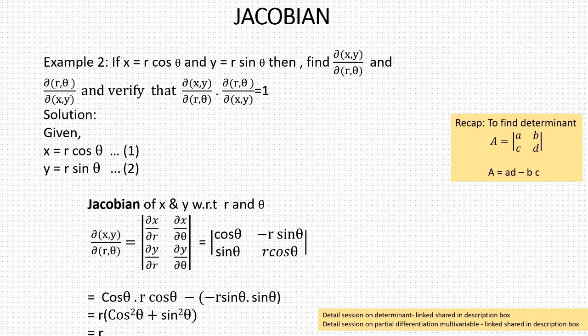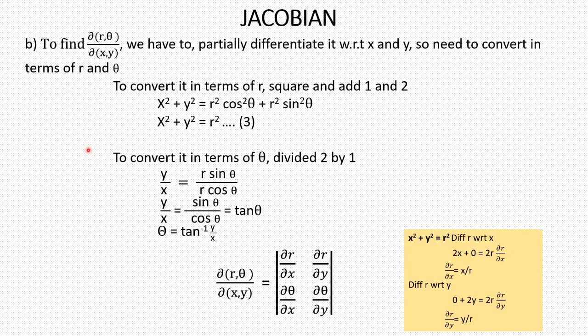B. To find ∂(r,θ)/∂(x,y), we have to partially differentiate with respect to x and y, so we need to convert in terms of r and θ. To convert in terms of r, square and add equations 1 and 2, simplifying we get this. To convert in terms of θ, divide 2 by 1, we get this. Simplifying, we get θ is equal to tan⁻¹(y/x).